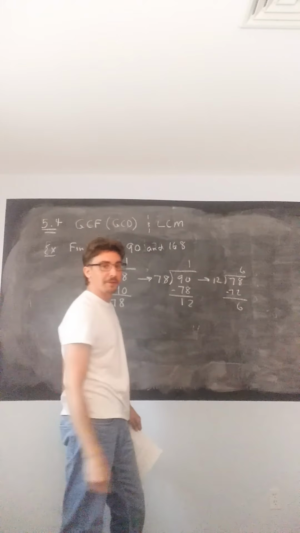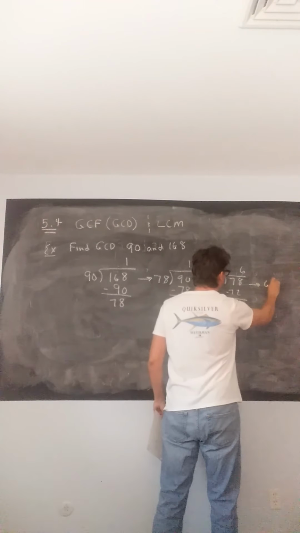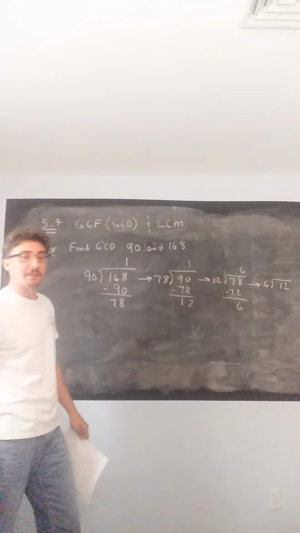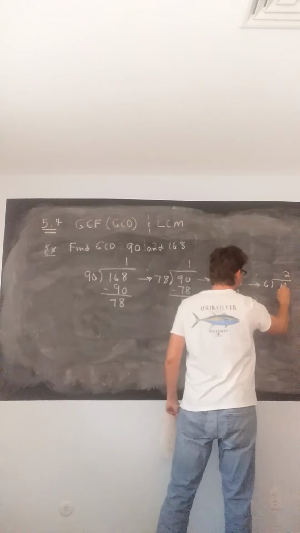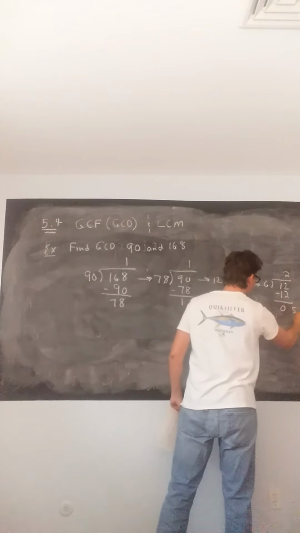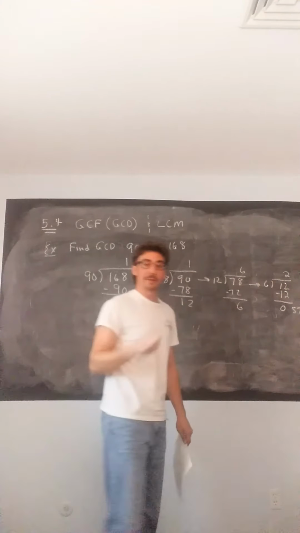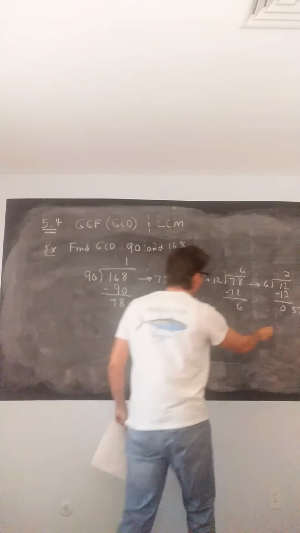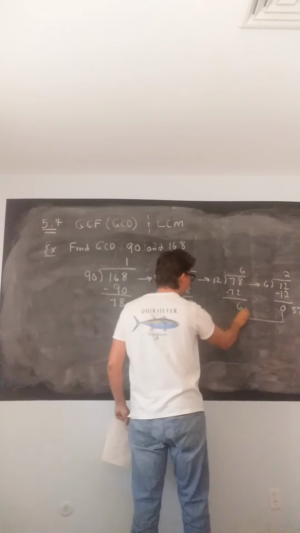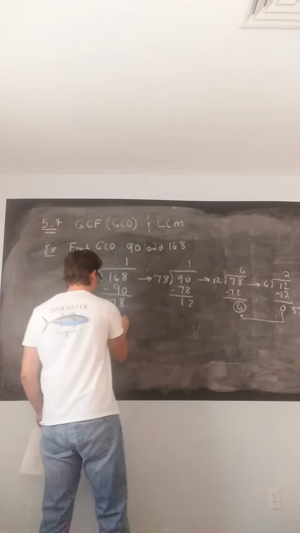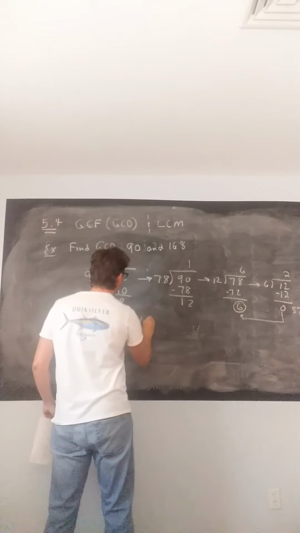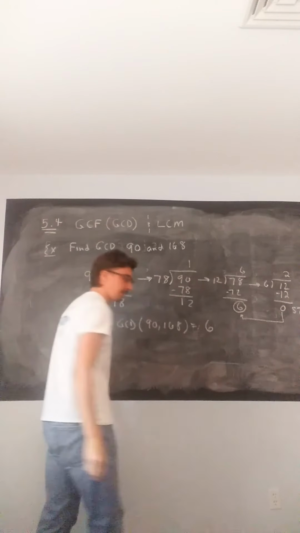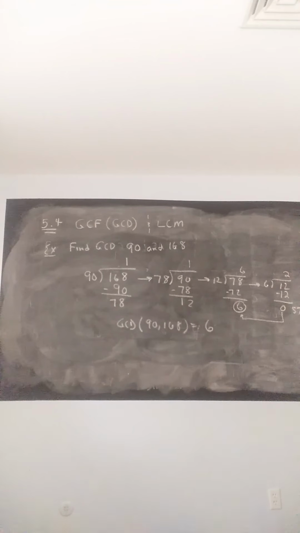We're almost there, but not quite. So we have to ask how many times is 6 divided into 12? That's nice. That's 2 times with a zero remainder. So remember what I said? When you get a zero remainder, you stop and you go back to the last non-zero remainder. In this case, it is 6. So the GCD between 90 and 168 is 6.